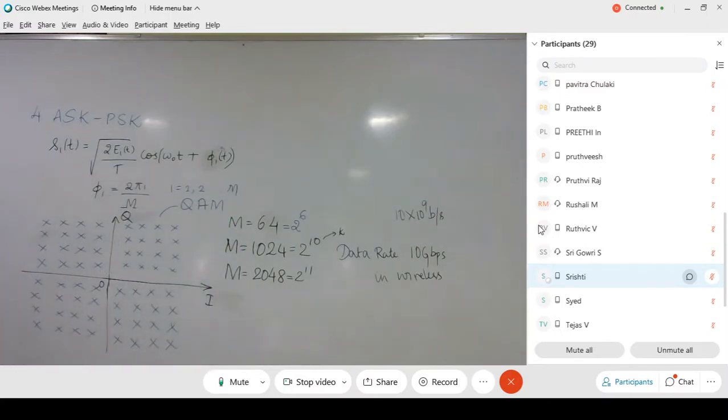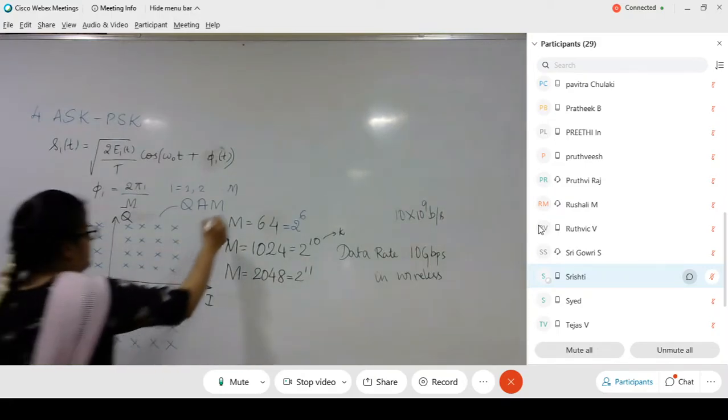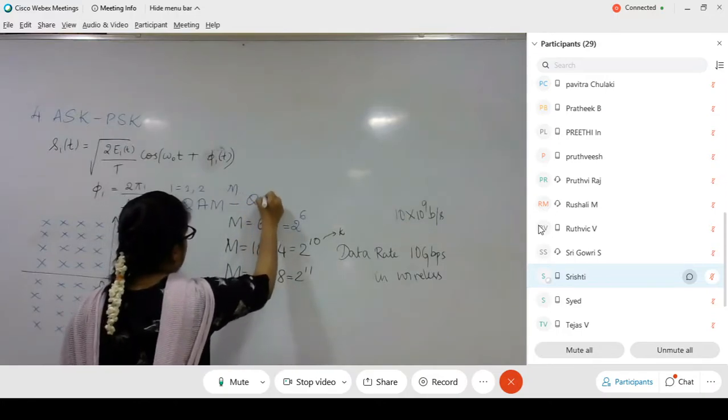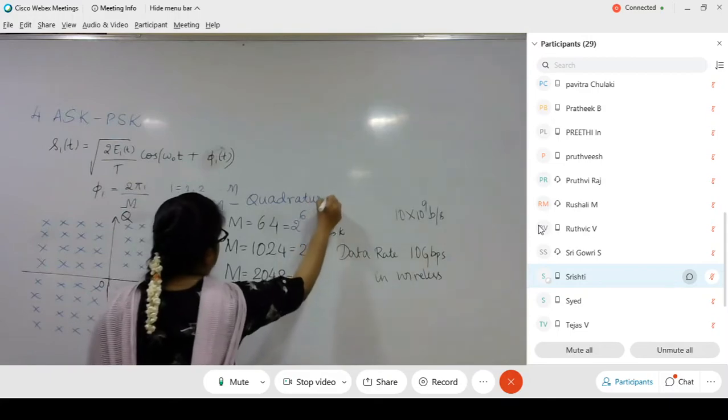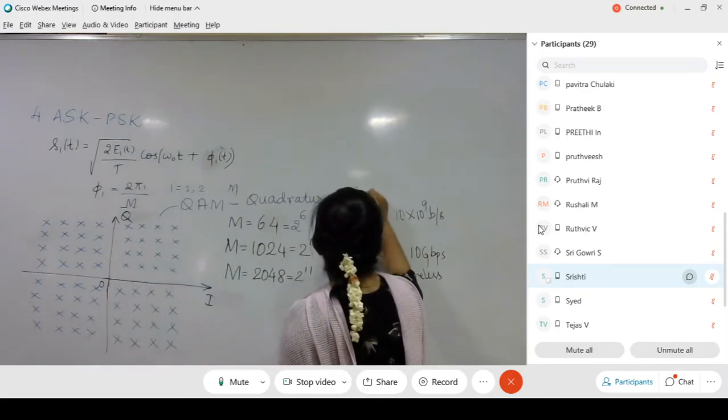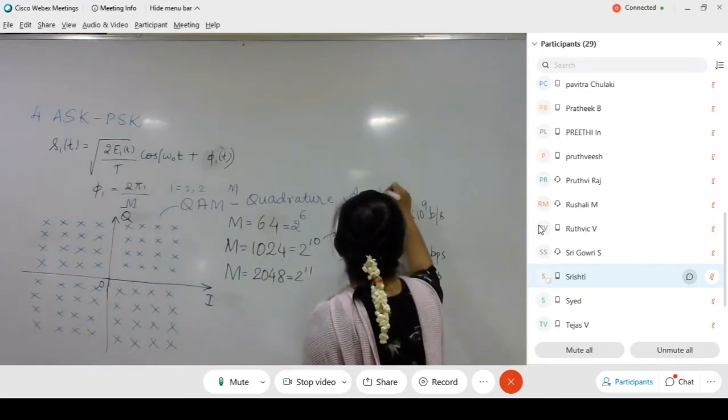We call it QAM in our usual discussion. The expansion of QAM is quadrature amplitude modulation.